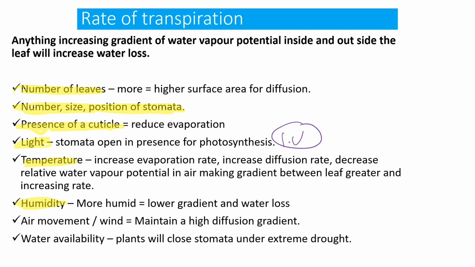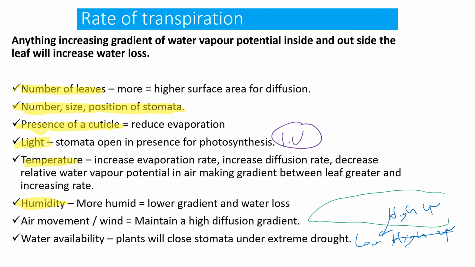Now what this means is, if you had your leaf and you've got high humidity, you've probably got a high water potential in the atmosphere and a high water potential in the leaf as well. So therefore there is no diffusion gradient between the two. Whereas on a dry, non-humid day, there's a high to low diffusion gradient as a result.